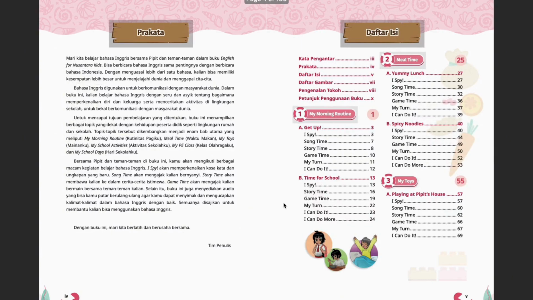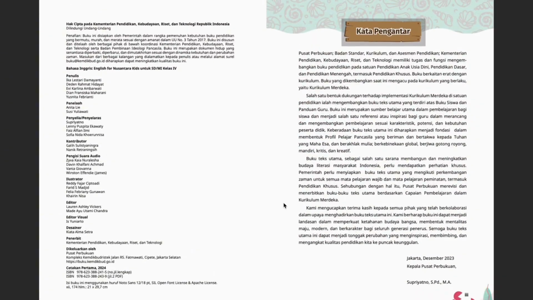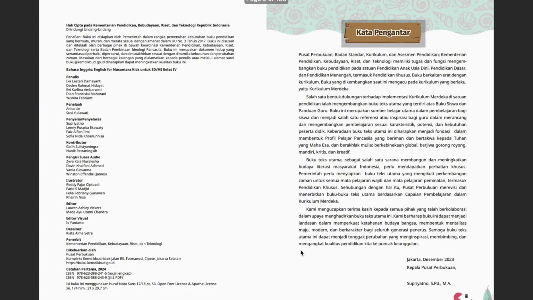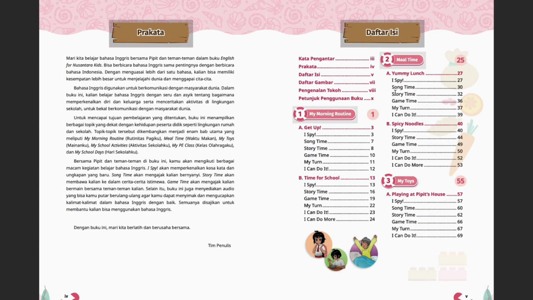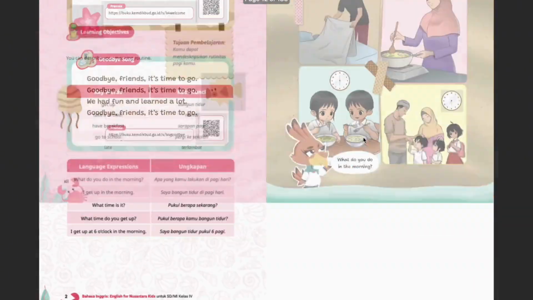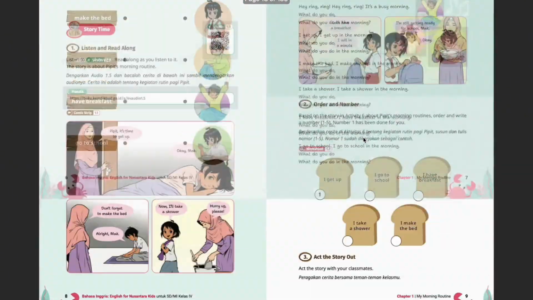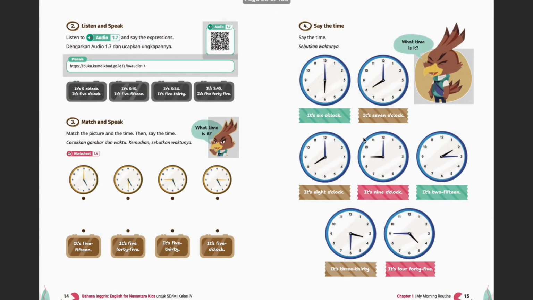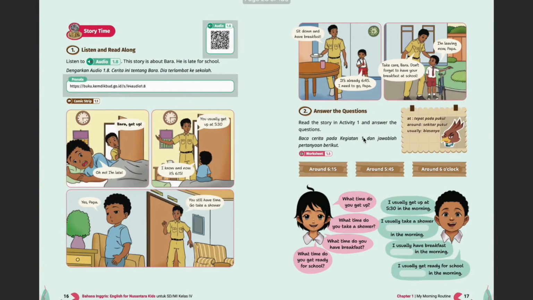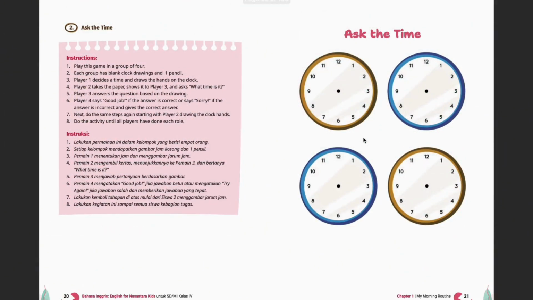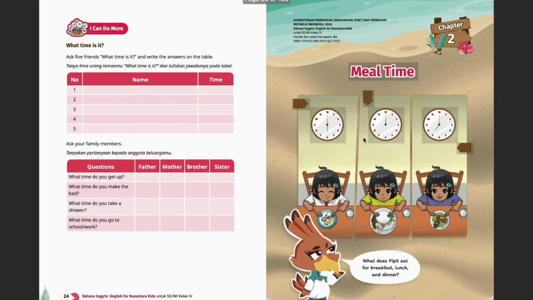So in this project, I chose the book English for Nusantara Kids for 4th grade, specifically chapter 2 entitled Mealtime. I chose this book because it is aligned with the current curriculum in Indonesia, namely the Kurikulum Merdeka, and it provides structured and appropriate materials for young learners, especially in developing basic English skills such as vocabulary and simple expressions.